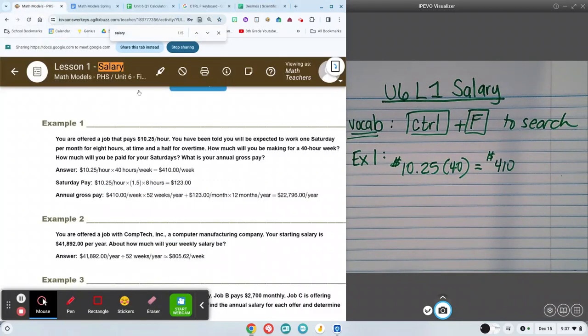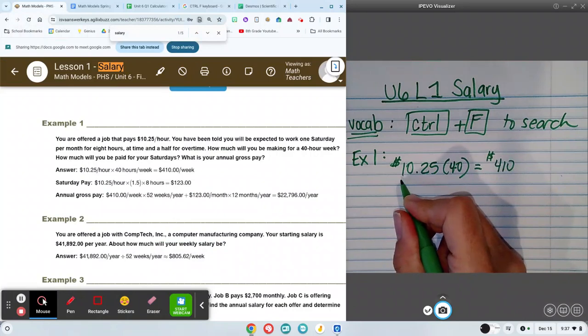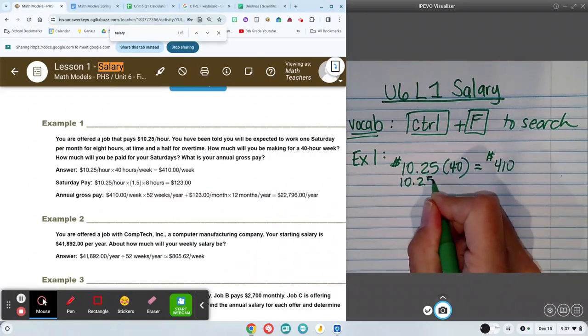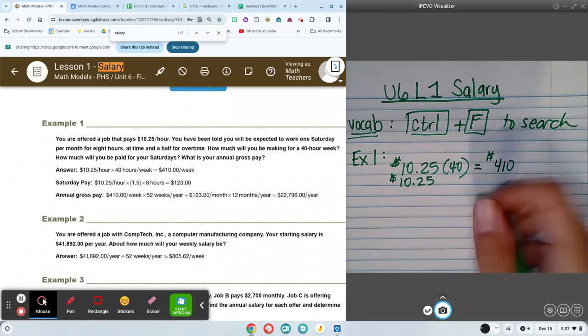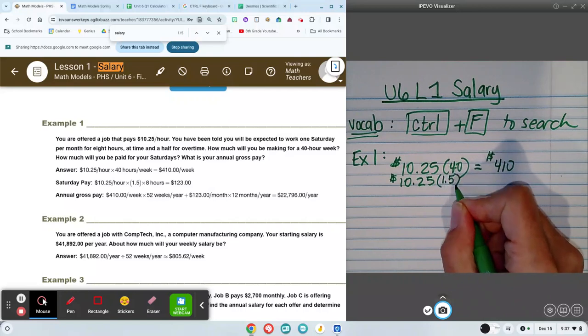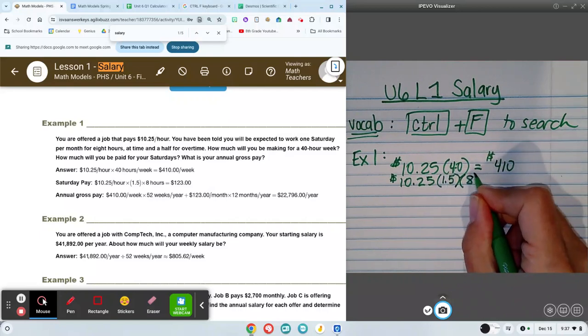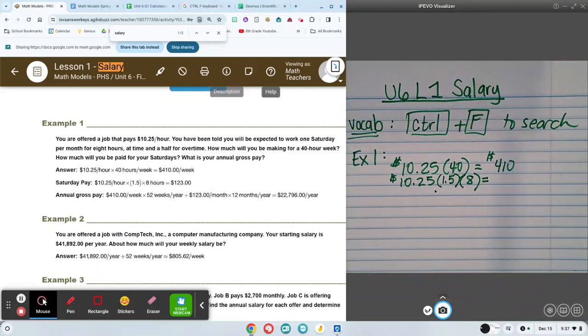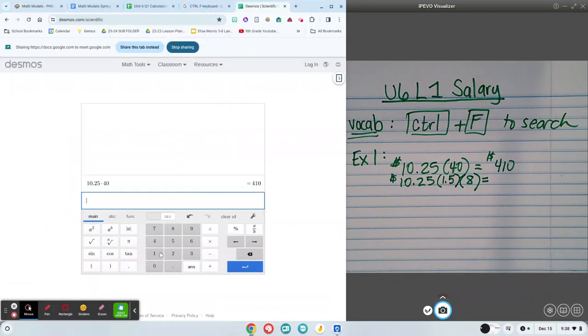Alrighty, let's look at the overtime now. 1 Saturday per month for 8 hours. You're going to get your 10.25, but we are going to get time and a half. So that means we're going to multiply by 1.5, and then we're going to multiply by the 8 hours because we're going to get more than 10.25 per hour for that overtime. And you can go ahead and do all three at the same time.